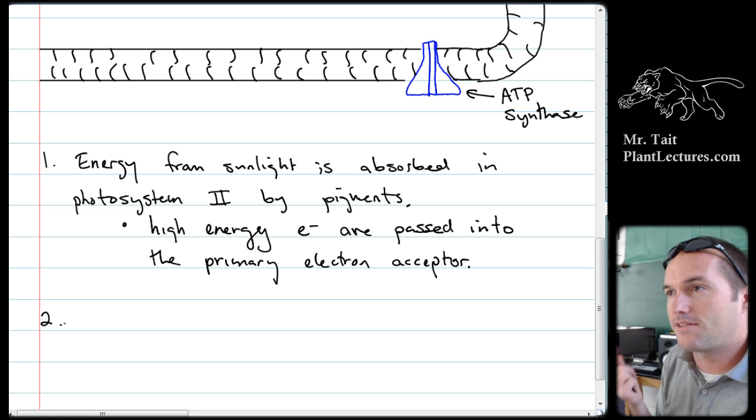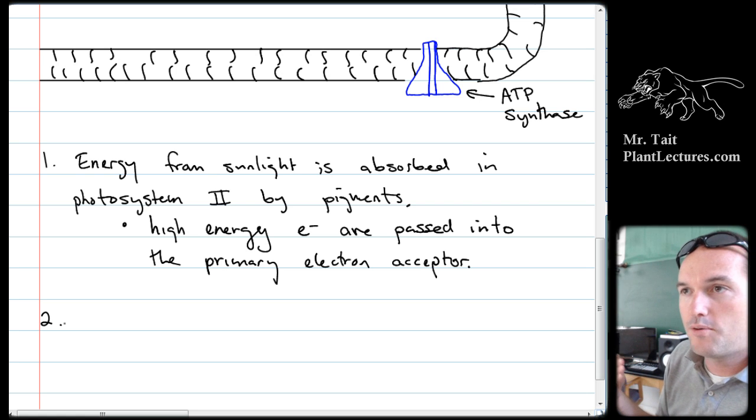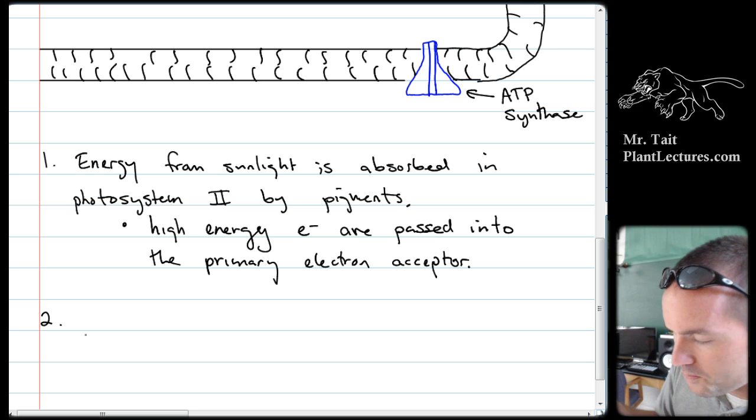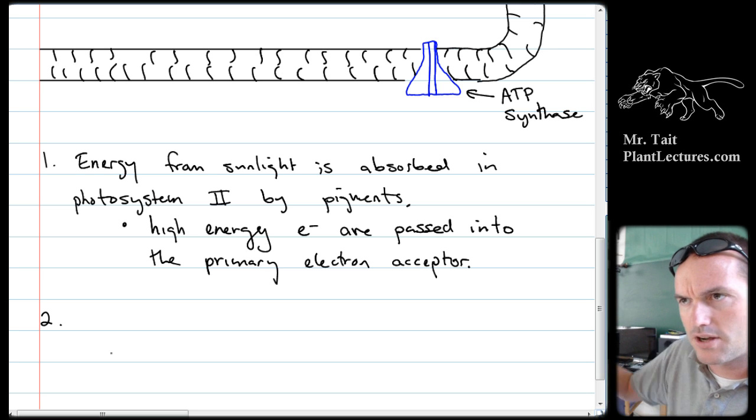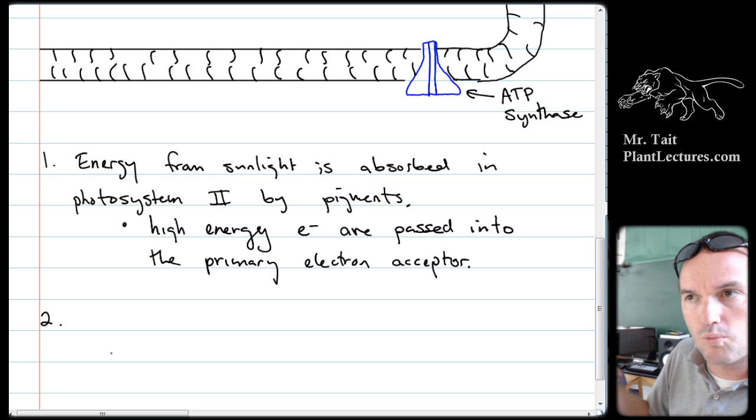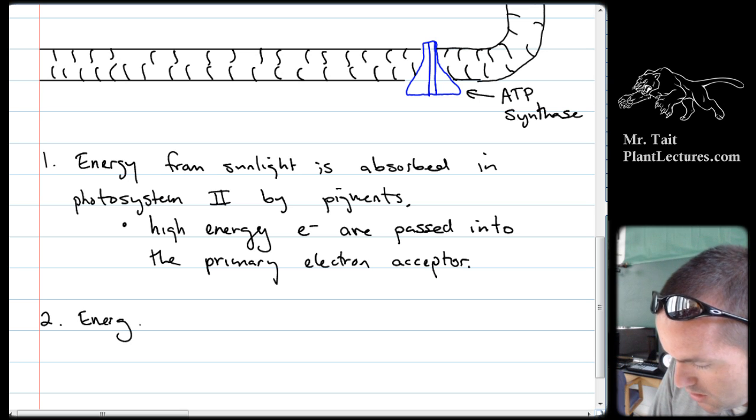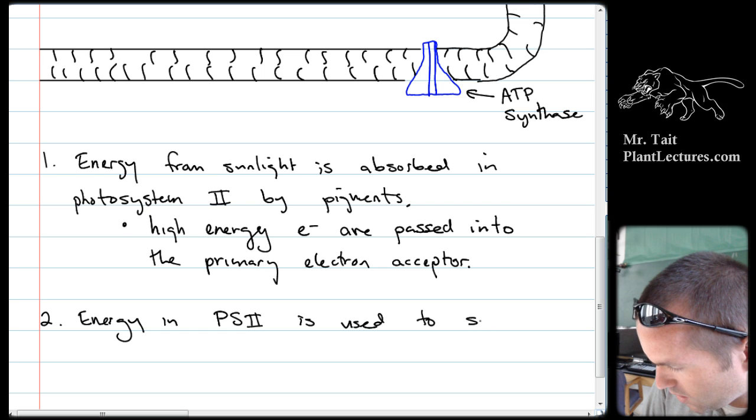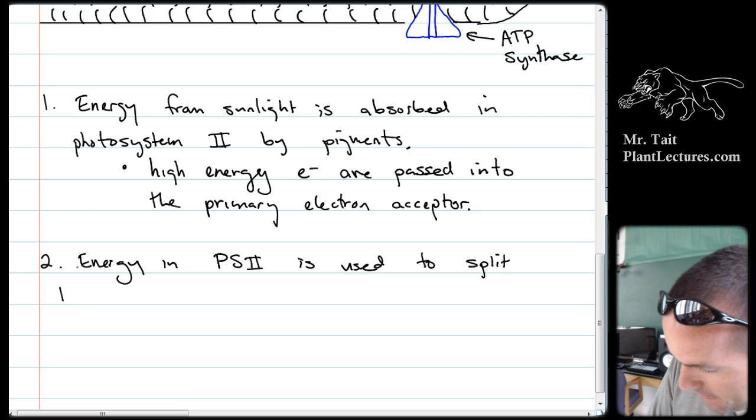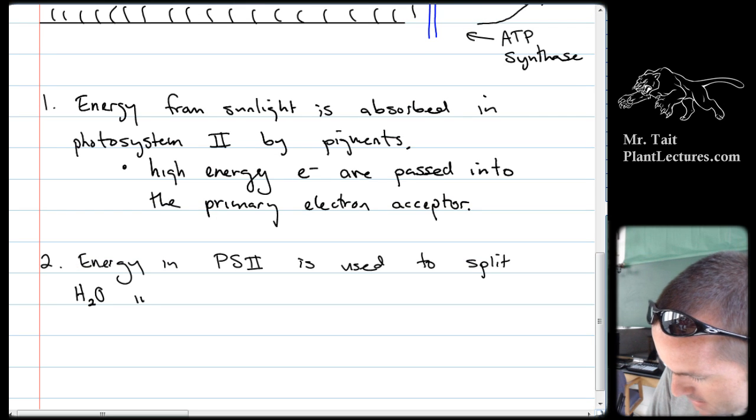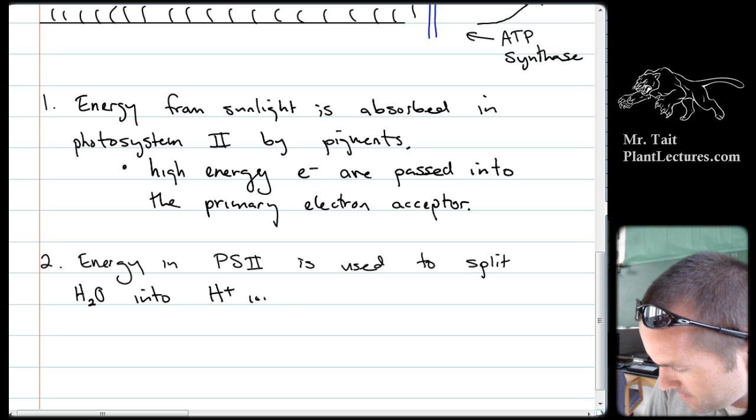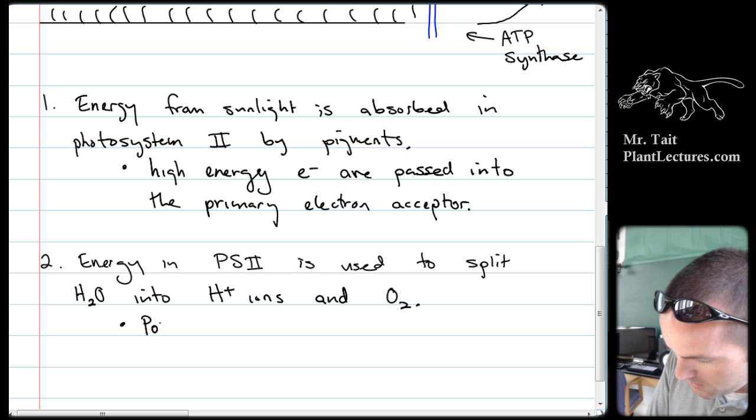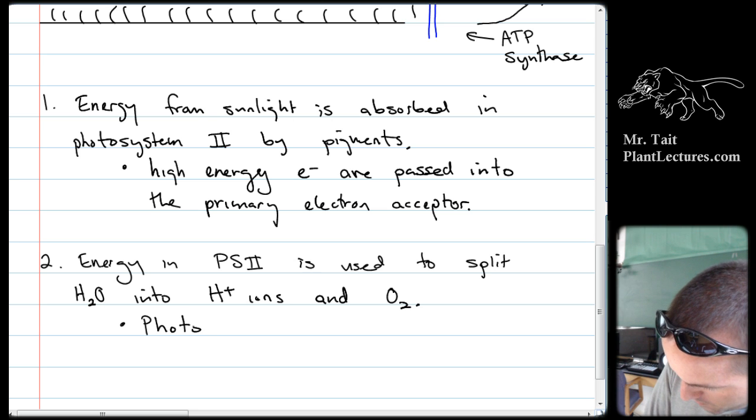When you have something that has an electron deficit, it becomes really good at taking electrons, which means that it's going to be able to cause a reaction to happen, right? So the energy from the electrons moving to the primary electron acceptor is used to split water. Energy in PS2 is used to split water into H plus ions and O2. This process is called photolysis.